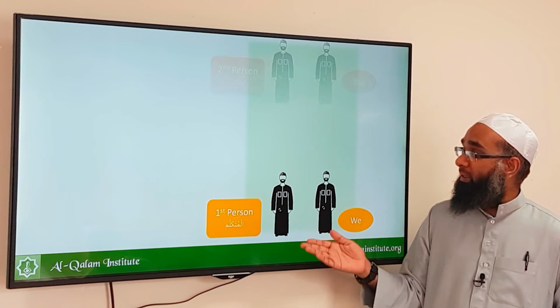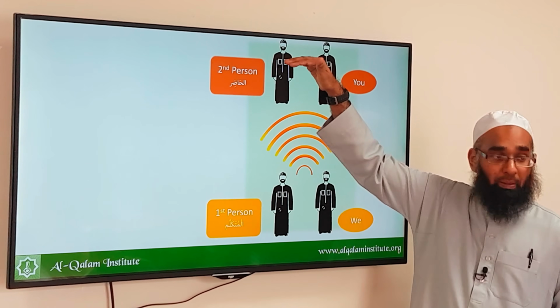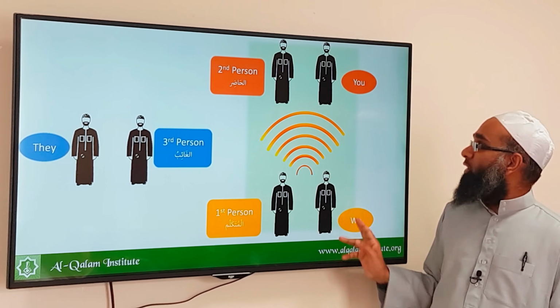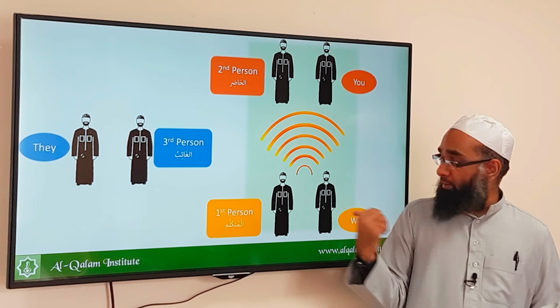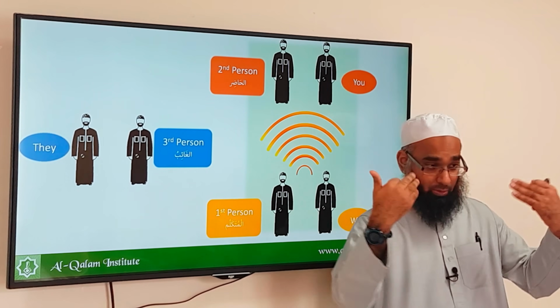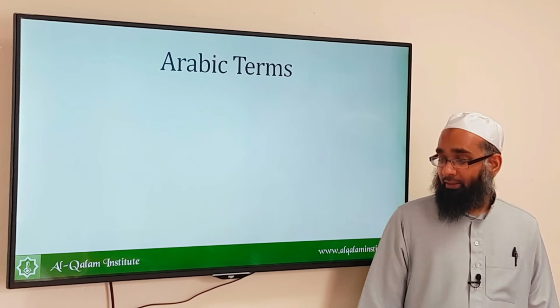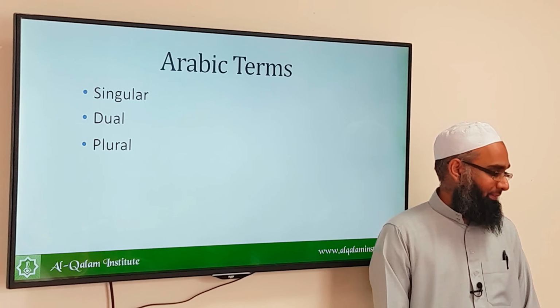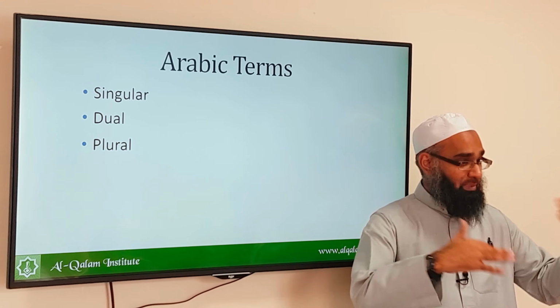So then you can have another form where you're speaking about two. The speaker is two, the people you're speaking to are two, or the people you're talking about are two. In English, it won't change because you don't have a separate form for two. You'd still be we, you, and they. But in Arabic, you would now be dual. Okay? So you can have singular, dual, or plural. You get what's happening? How this table is building up.